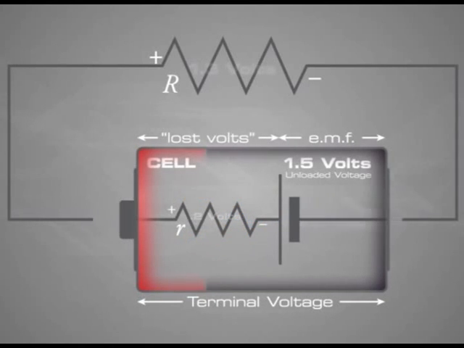When the circuit was not connected, the battery had an unloaded voltage of 1.5 volts. Once the circuit was connected and current started to flow, there was a voltage drop due to the internal resistance of the battery and the voltage reduced to 1.3 volts. This is the potential difference of the battery.